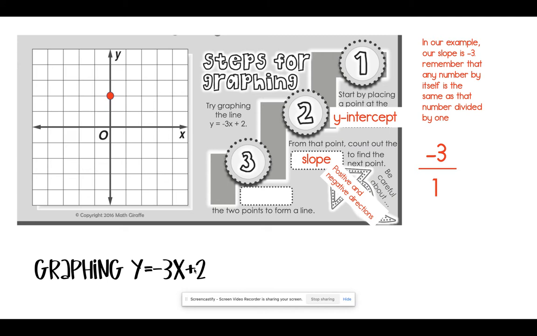That means we need to go up by negative 3. That sounds funky. What that really means is we're moving down. We also need to go to the right 1. So our next dot is down 3 over 1 to the right. We're going to put it right there. The next thing we do is connect our 2 points to form a line. So our line is going to go straight through our 2 points.